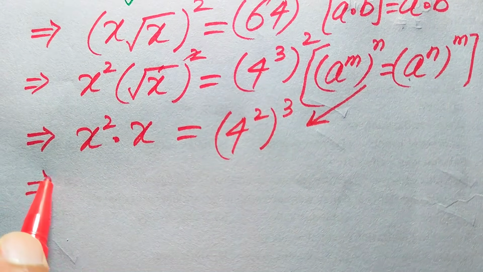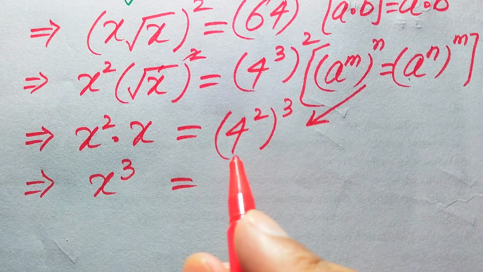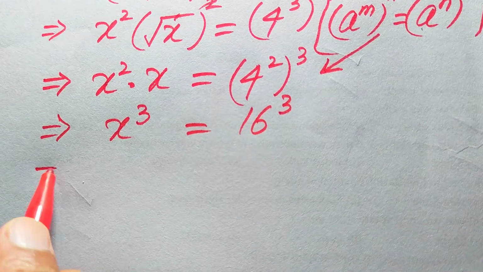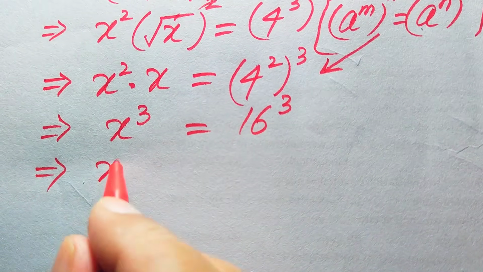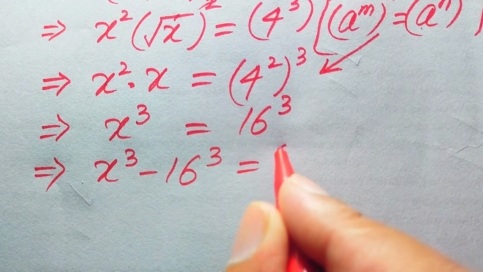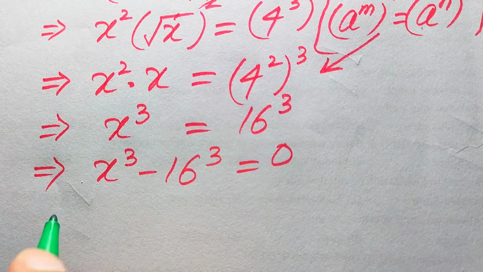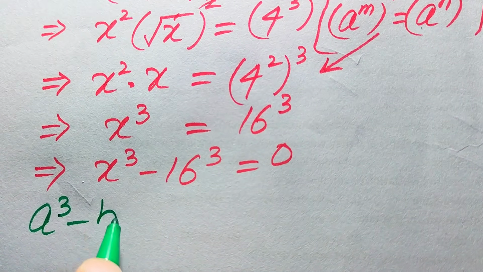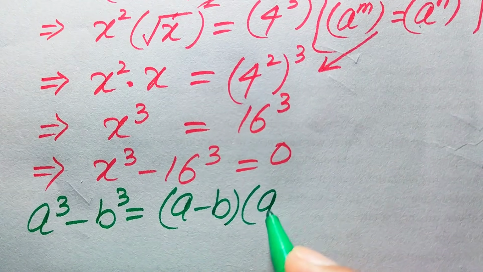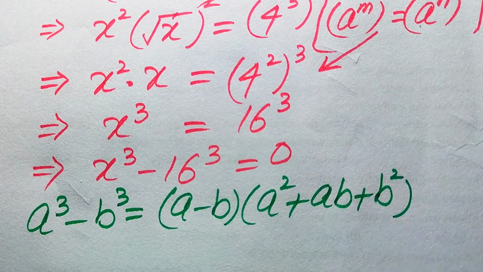And now in the next step we have x square times x is equal to x cubed is equal to 4 square, which is 16, and its whole cubed. Now we move the term 16 cubed from the right hand side to the left hand side, and we get x cubed minus 16 cubed is equal to 0. So here we use the nice cubic formula. You know that a cubed minus b cubed equals a minus b times a square plus ab plus b square.